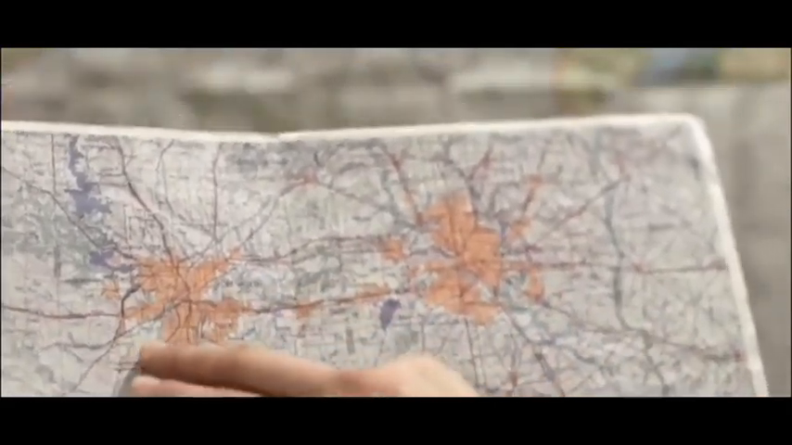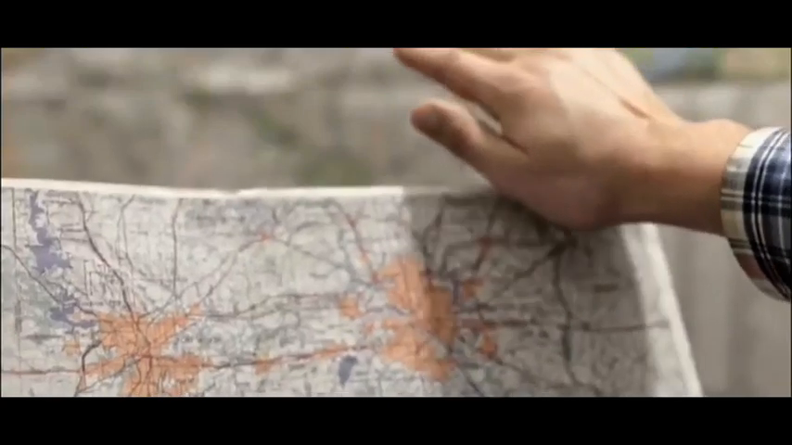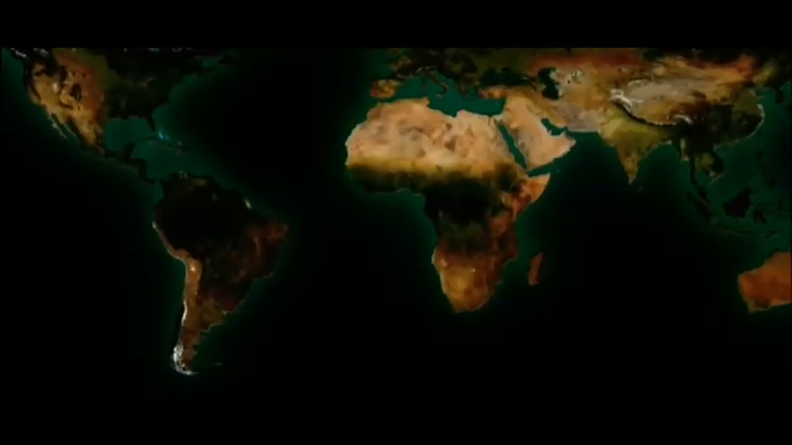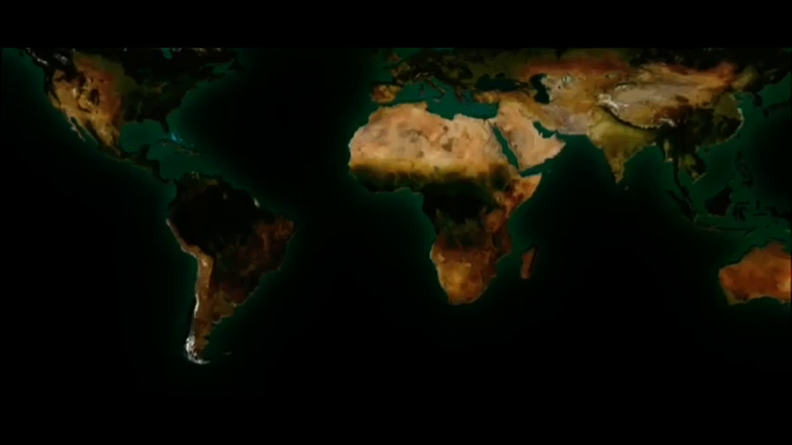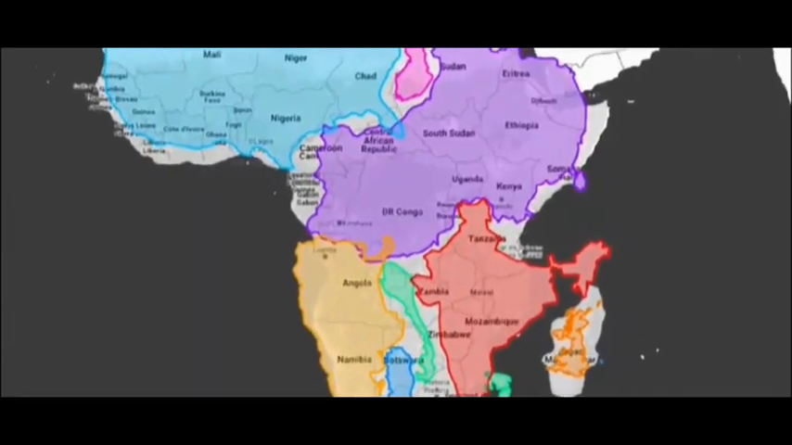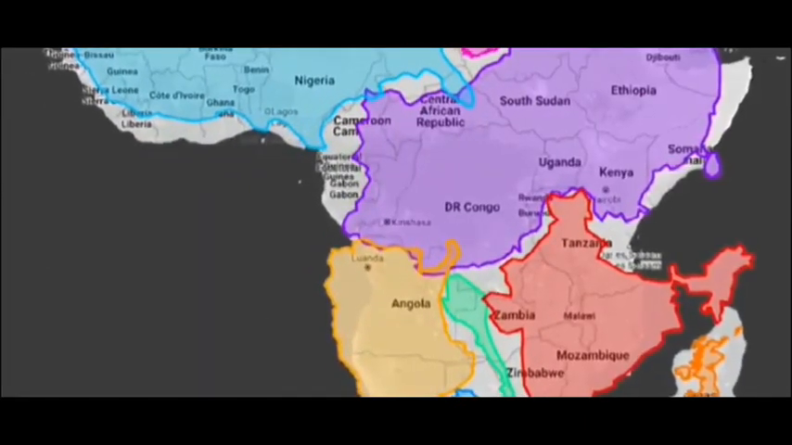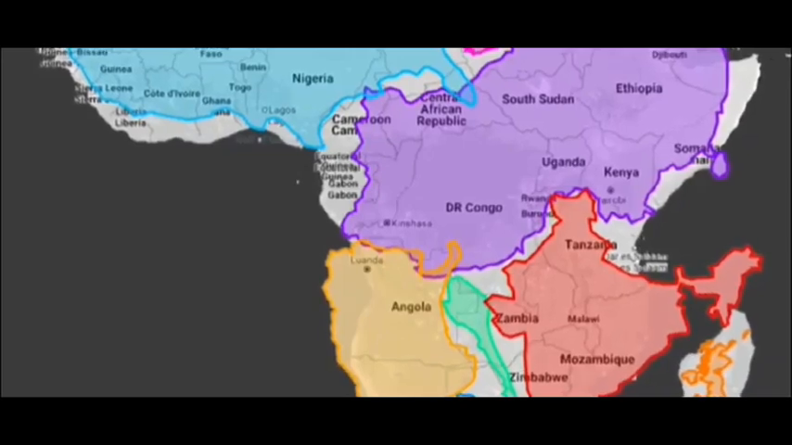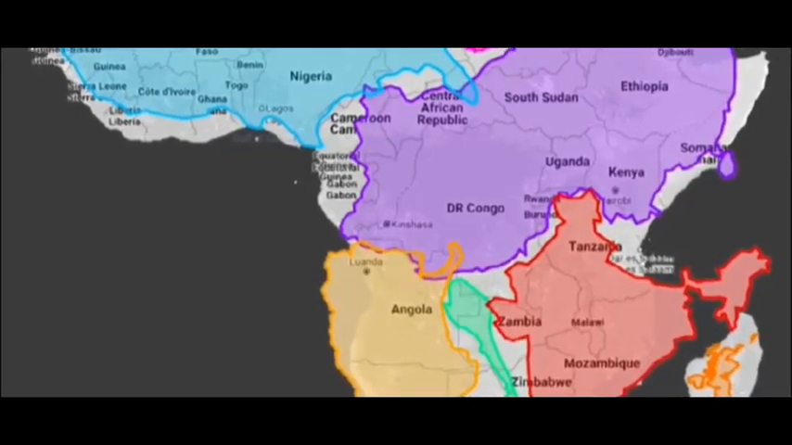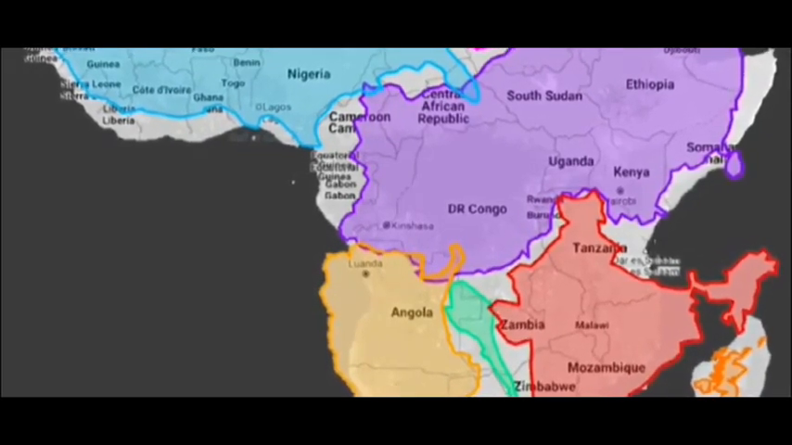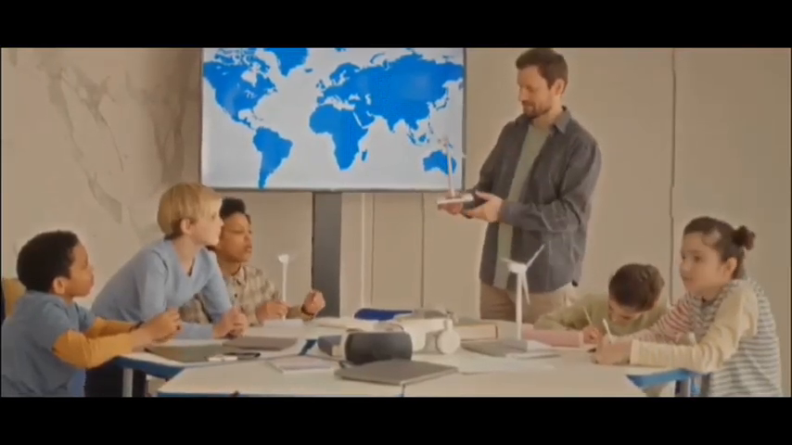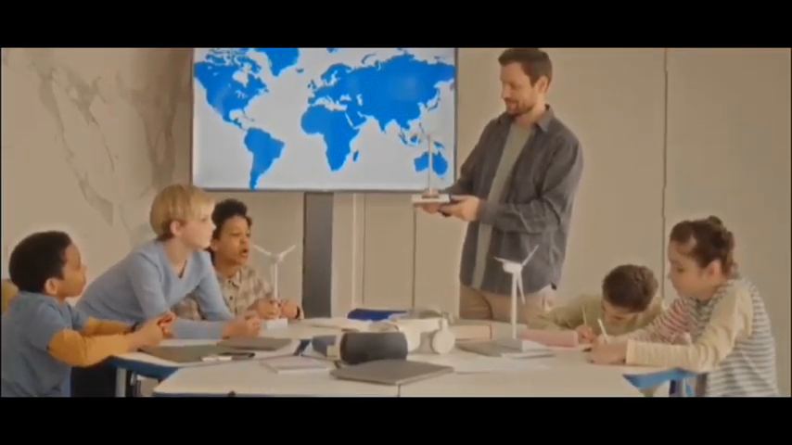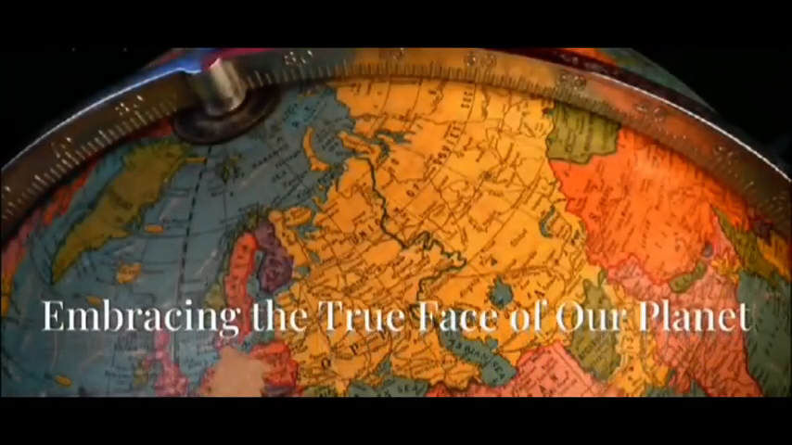Section 10. Challenging Perceptions, One Map at a Time. It's time to challenge the Mercator Projection's dominance in classrooms, textbooks, and our collective consciousness. By embracing alternative map projections that accurately represent the size of continents, we can start to dismantle outdated perceptions and foster a more accurate and inclusive understanding of our world. Let's encourage the use of maps that celebrate the true size and diversity of our planet, one map at a time.